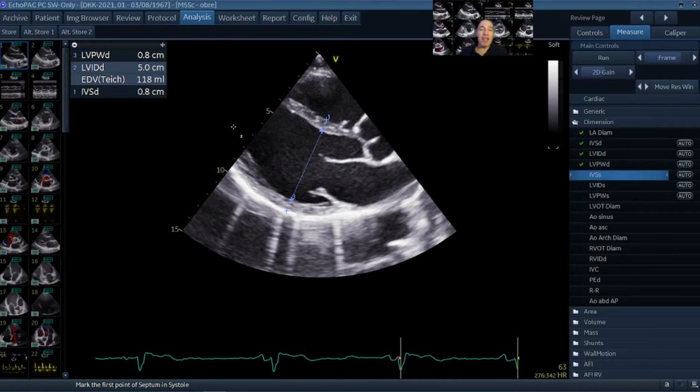And you already see another calculated value, which is an end diastolic volume calculated to 118 milliliters. Now this is calculated only from these first measurements here, according to a formula which has been derived from M-mode measurements in the 70s. This is the Teichholz formula. Please note that this value actually is a rough estimate.